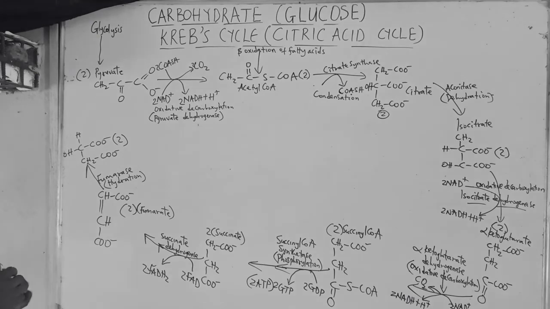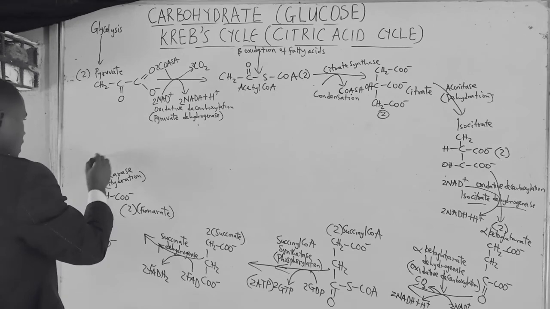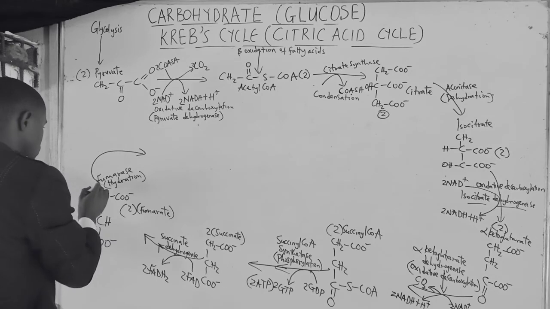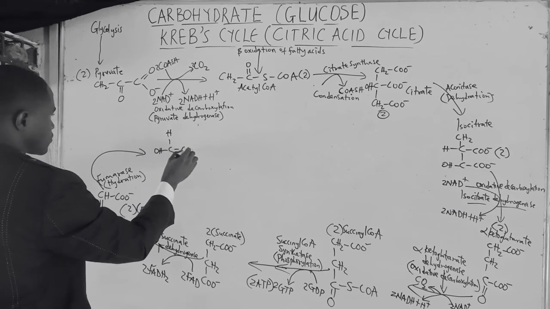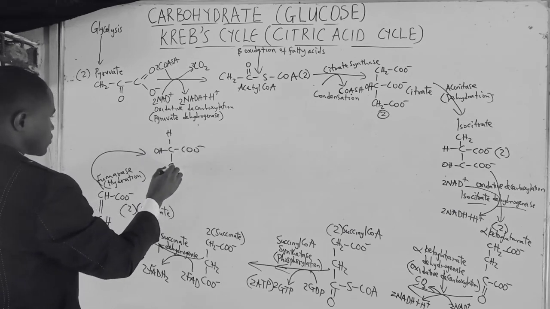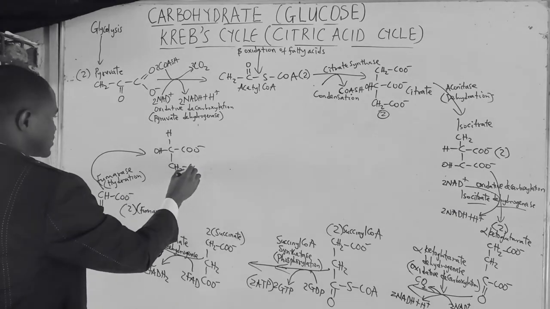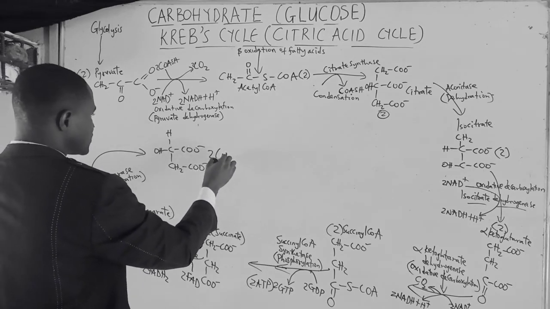So this is a typical structure for 2 molecules of fumarate. Then from here, let's put it well. From here, we say fumarase will give us this structure. This is called malate, 2 molecules of malate.